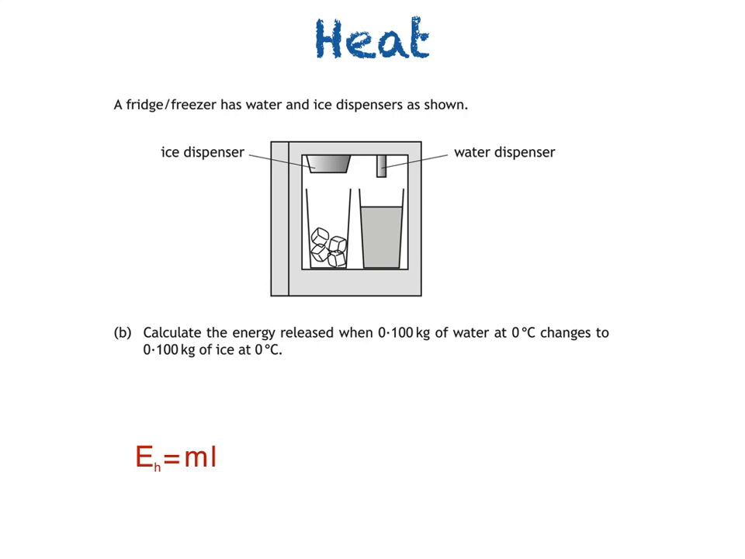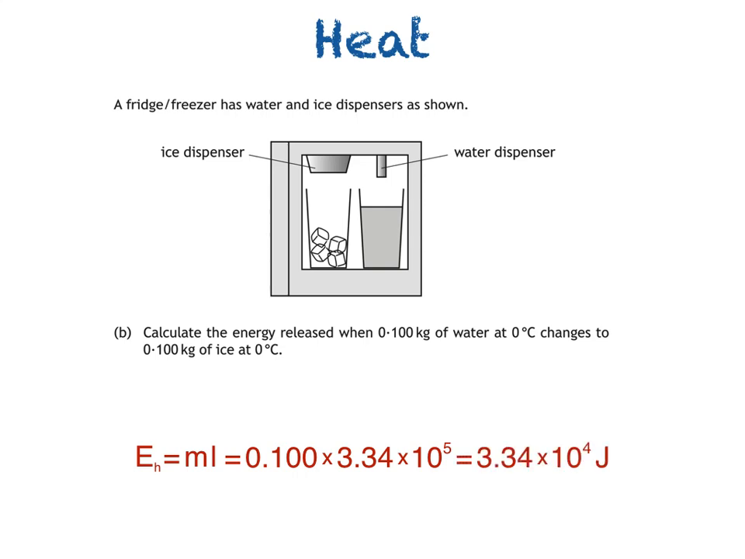When we're dealing with a change of state from liquid to gas, or vice versa, then L is the specific latent heat of vaporization. If, however, the material is changing from a liquid to a solid, or a solid to liquid, then L is the specific latent heat of fusion. For this question then, we need to find the specific latent heat of fusion of water. Substituting into our equation, we get 0.100 times 3.34 times 10 to the power of 5, which is 3.34 times 10 to the power of 4 joules.